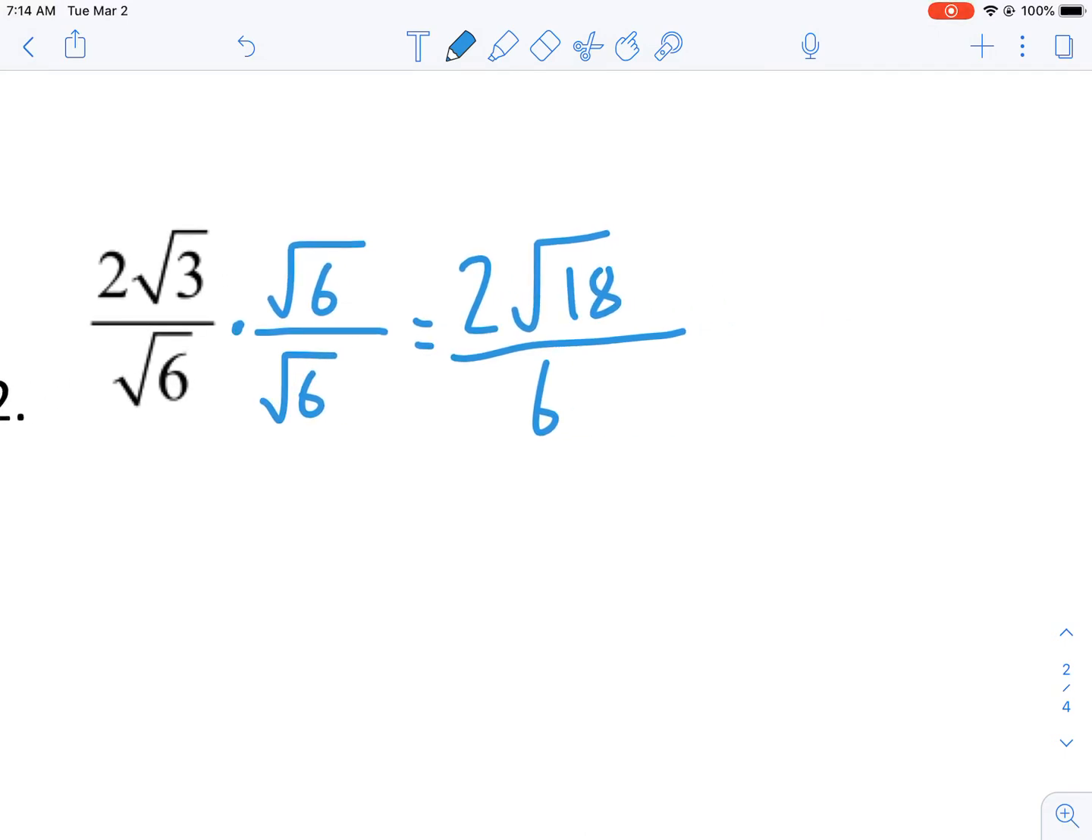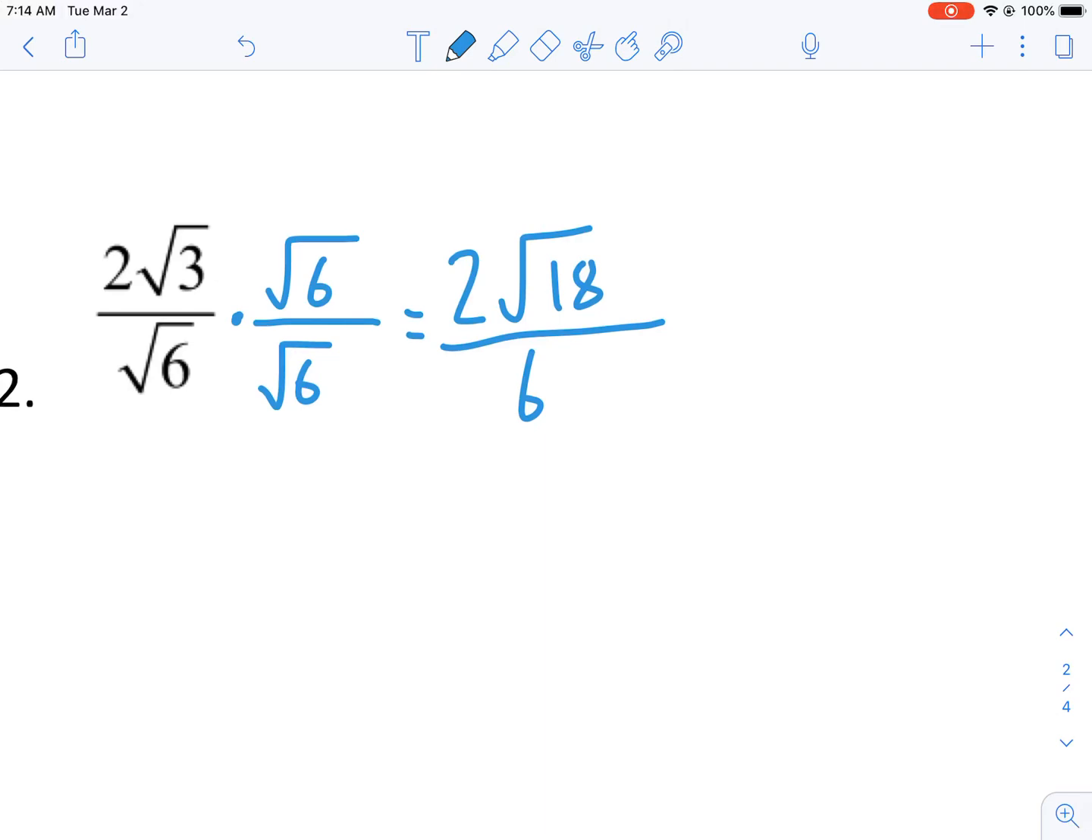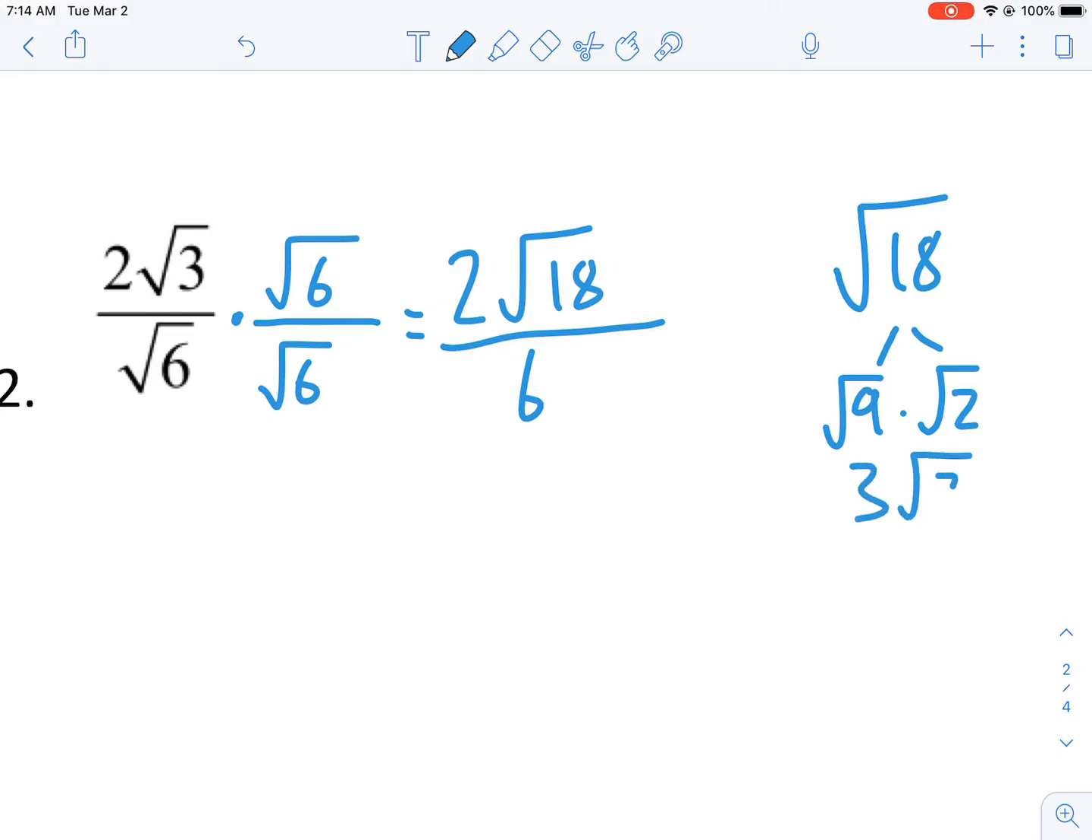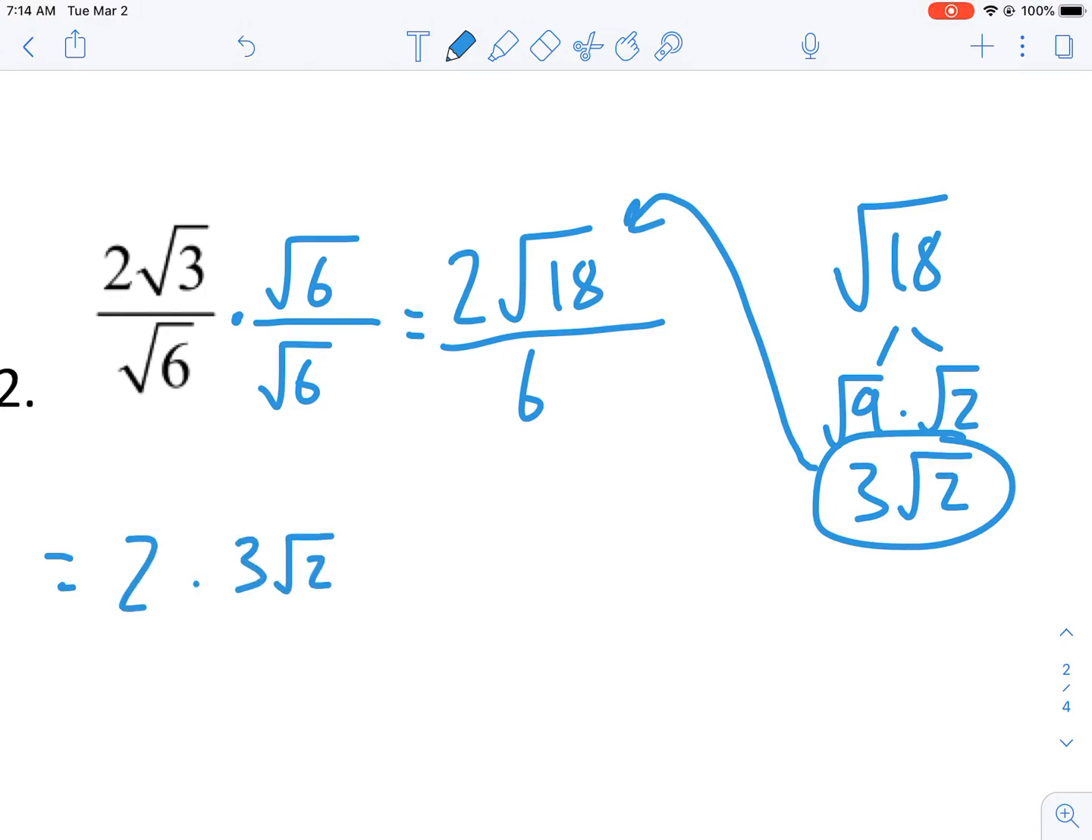Now, radical 18 can actually be simplified. This is something you need to start getting good at recognizing and doing on your own. Radical 18 is the square root of 9 times the square root of 2. Square root of 9 is 3, so that's 3 radical 2. So we're going to substitute that in for radical 18. This becomes 2 times 3 radical 2 over 6.